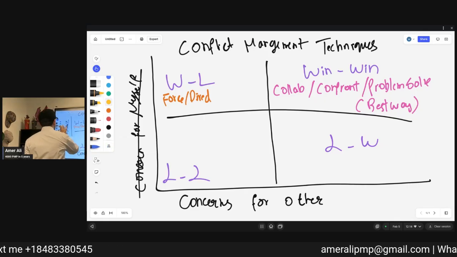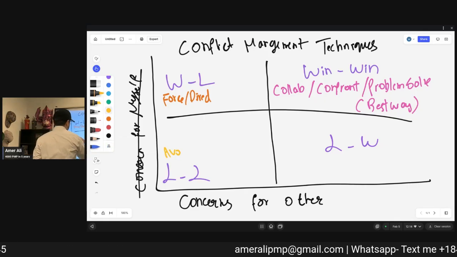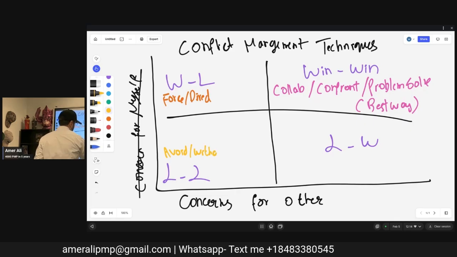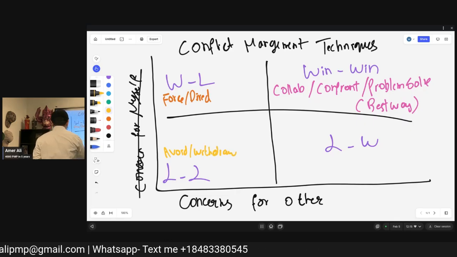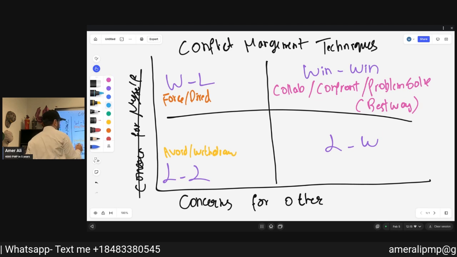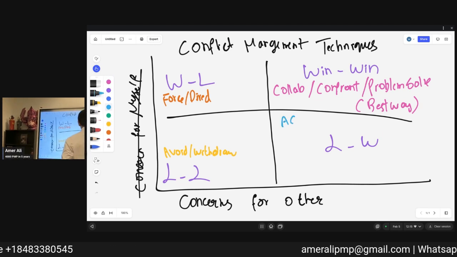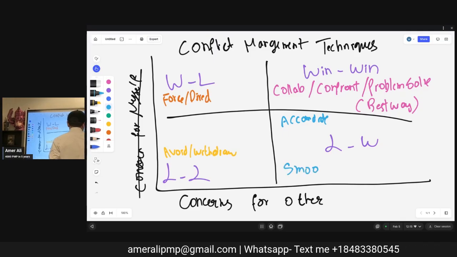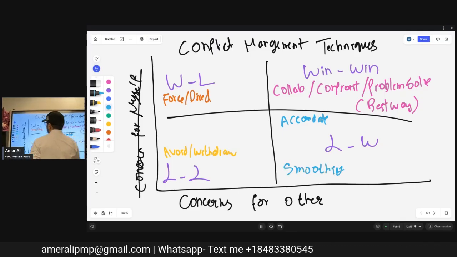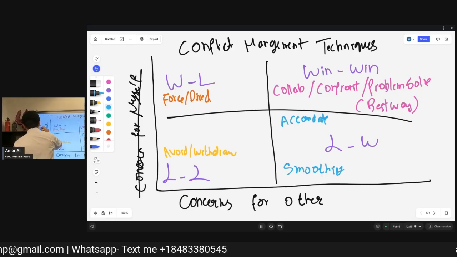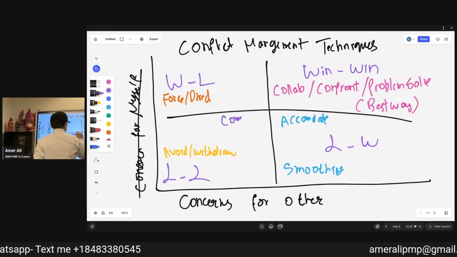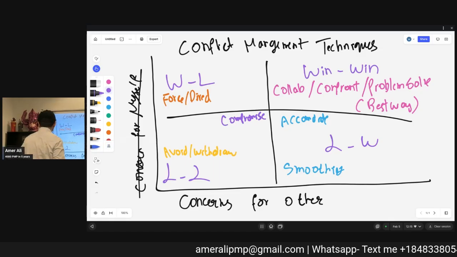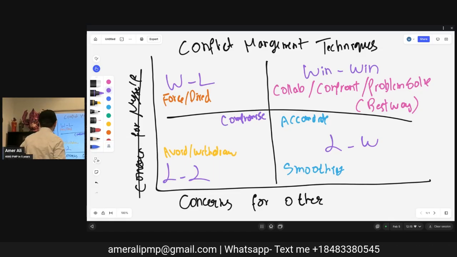Lose-lose: avoid and withdraw. Lose-win: you let other people win, you accommodate them, or even smooth. Then we also have compromising, which is also a lose-lose, but a different type of lose-lose. Let me explain them now.